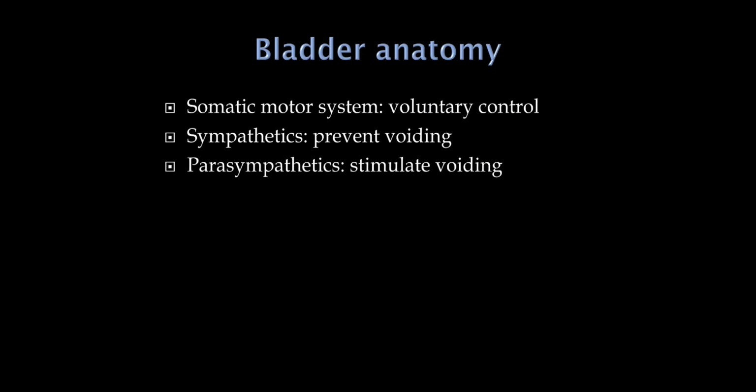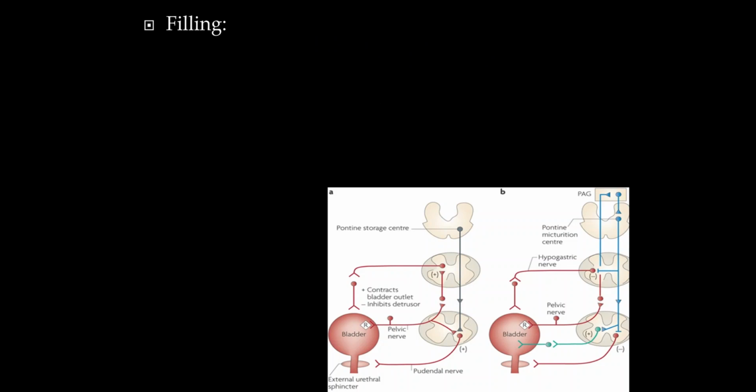Sympathetics and parasympathetics act to either prevent voiding in the case of sympathetics or to stimulate voiding in the case of the parasympathetics. So let's describe here what happens with normal filling of the bladder. And of course you don't want your bladder just to empty involuntarily. And so what happens as the bladder fills is that we have these little mechanoreceptors in the bladder that stimulate the pelvic nerve. Okay?